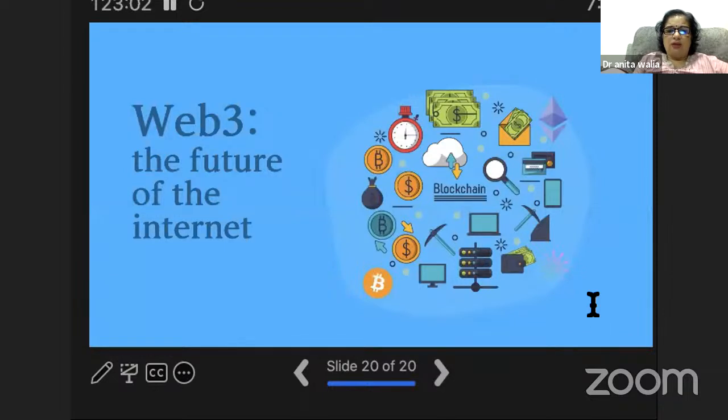So the last part is whether Web3 is the future of the web or not. Is it going to be the next version of the web? Is the Web3 we discussed in this particular session, are we going to see decentralized finance? Well, the answer for this depends on a lot of variables.